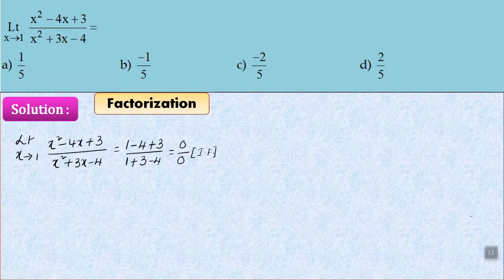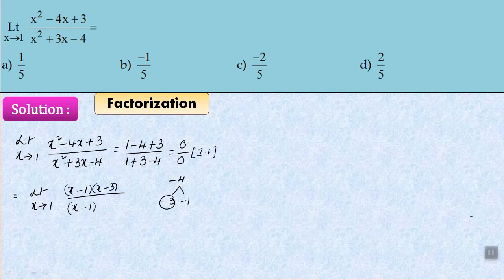Using the factorization method for solving this, this equals to limit x tends to 1. Here we substitute the limit x tends to 1. We get in numerator 0 and denominator 0. So in numerator and denominator x minus 1 is one of the factors. Here minus 4 can be split into minus 3 minus 1. Minus 3 into minus 1 we get 3. Here another factor is x minus 3. In denominator minus 4 can be split into 4 minus 1. Here 4 into minus 1 is minus 4. Here another factor is x plus 4.